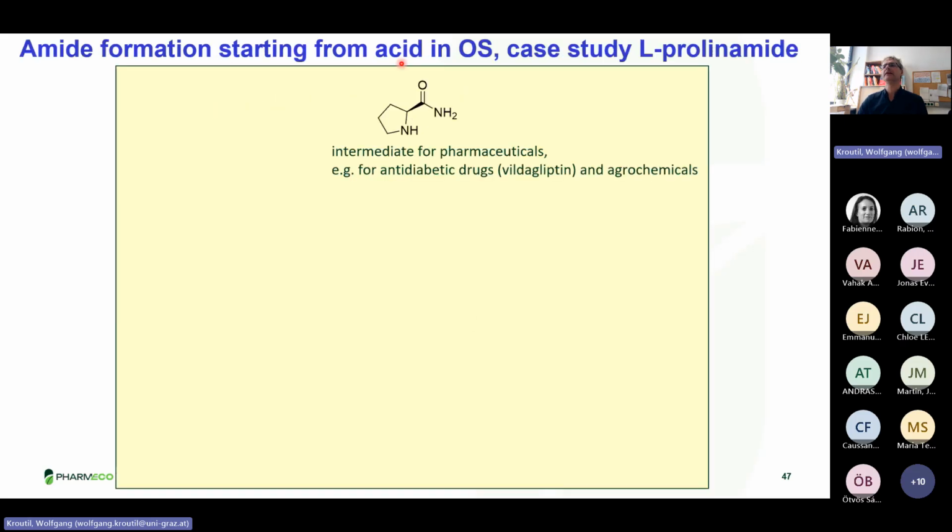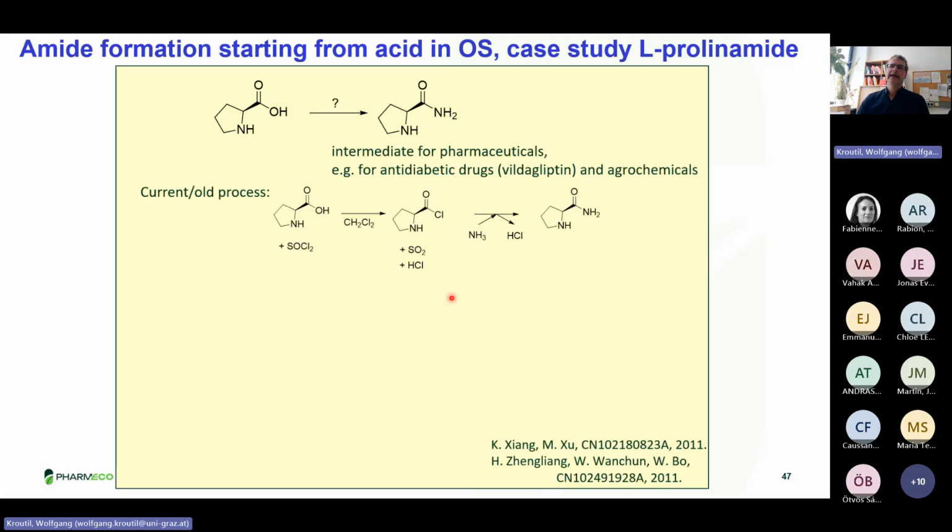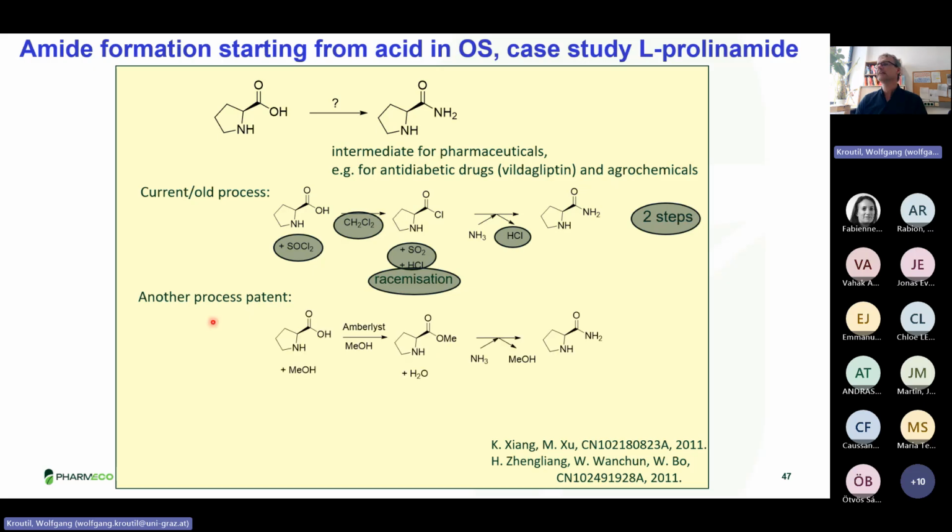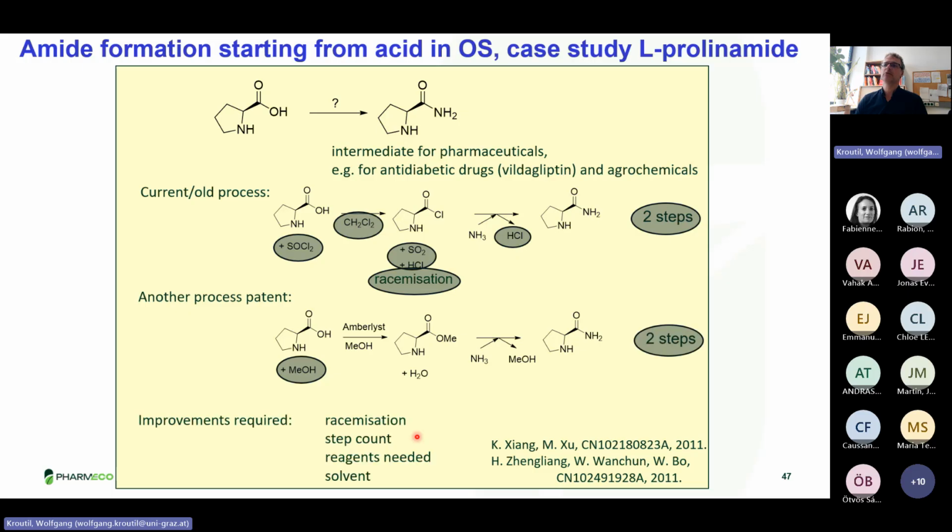Another way is where we make the prolinamide as an intermediate for various drugs and pharmaceuticals. The idea was to start from proline and substitute the current process for prolinamide making, which needs thionyl chloride and ammonia. The trouble here is that when you make the chloride, that racemizes, and we have 2 steps. There's another patent where catalysis is used with methanol, but over 2 steps. So this racemization and step count was a point.